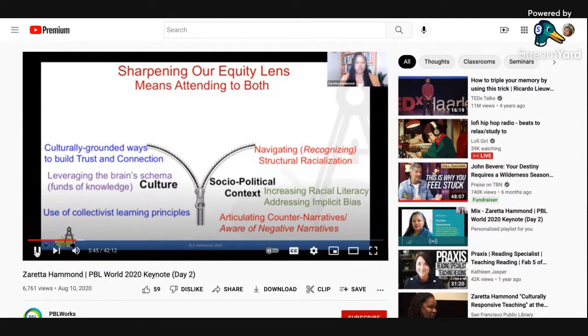That evolution of focusing on equity. So we have to attend to both things. And I think on the anti-racist social political context side, we are continually looking at how do we recognize structural racialization or structural racism? How are we becoming literate about kind of the ways that this plays out in society and impacts students? And we're thinking about what are the counter narratives we have to lift up in order to negate the negative narratives about what certain kids can and can't do.